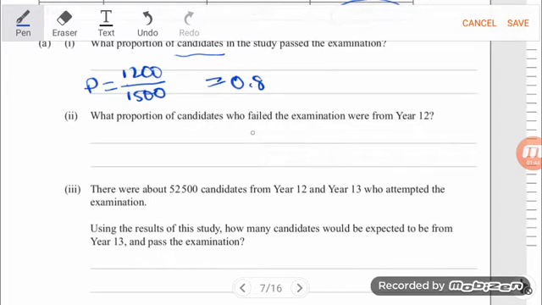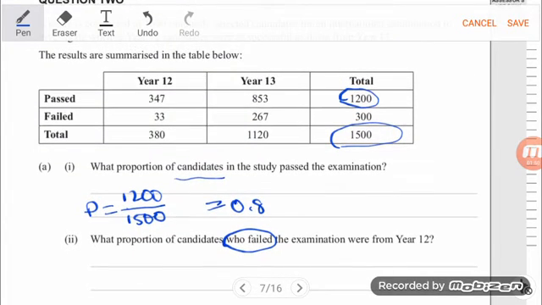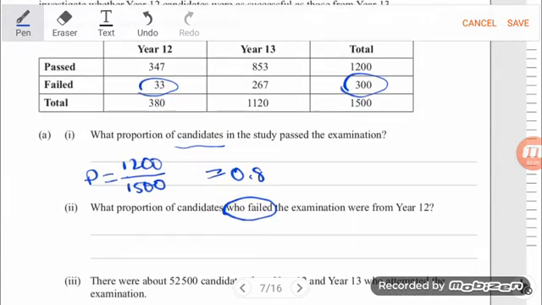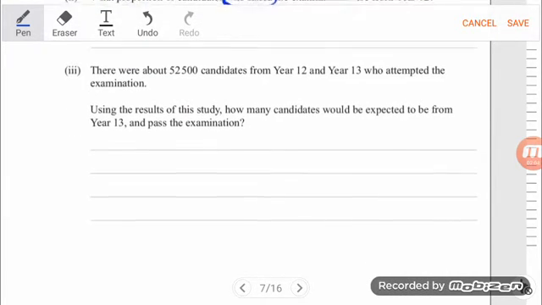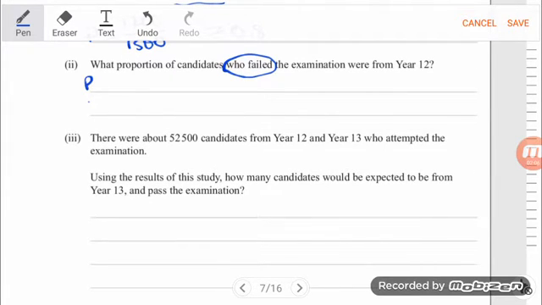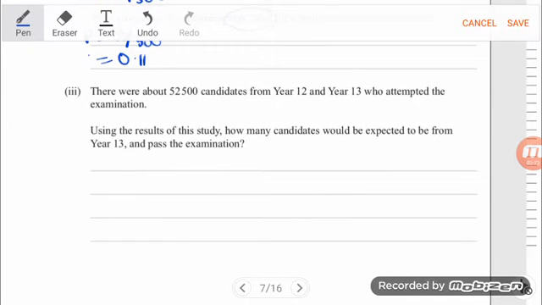What proportion of candidates who failed the examination were from year 12? So it's out of those who failed. Okay, so they want those who failed, and out of those who failed were year 12, so it's 33 out of 300. You could leave it as a fraction if you want, and that would be fantastic. If you are insisting on putting it in decimals, you can put it in decimals as well.